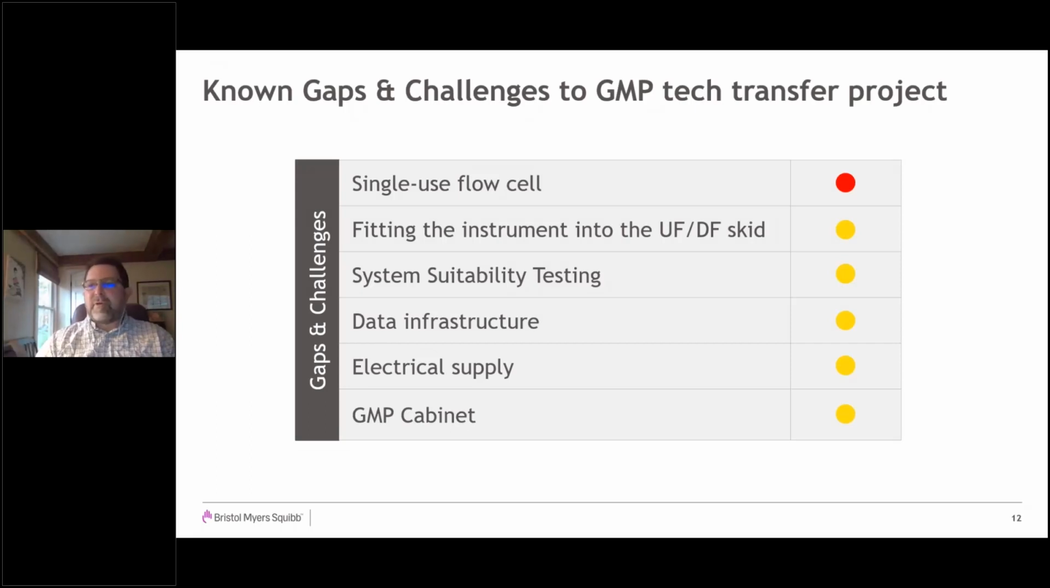Electrical supply, that's nothing too serious, but it's something obviously to consider, because this is a sizable instrument that you're going to be putting on the floor. It takes up space, and part of that is the GMP cabinet. So I won't go too much into that because that's something Repligen doesn't sell, but it's something that we have pursued because it's critical that an instrument in a GMP setting is going to be sealed to the elements because it can get splashed.